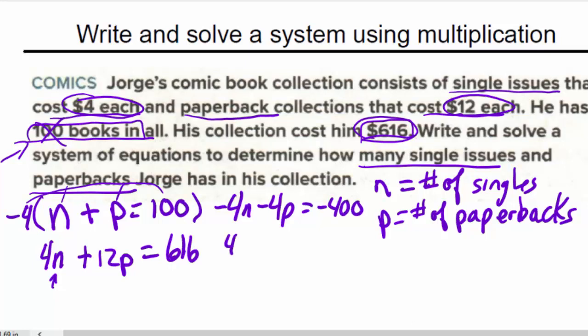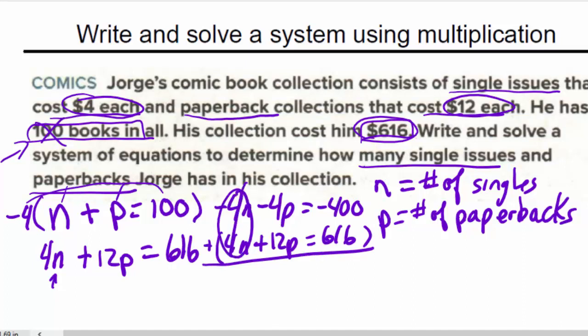Bring the other equation over. So 4n plus 12p equals 616. And the reason I chose to multiply by a negative is so all I have to do is add these together. The n values right here will cancel out, and I'm left with negative 4p plus 12p, which is 8p. And that's going to equal negative 400 plus 616, which gives me 216. When I divide both sides by 8, p ends up equaling 27.